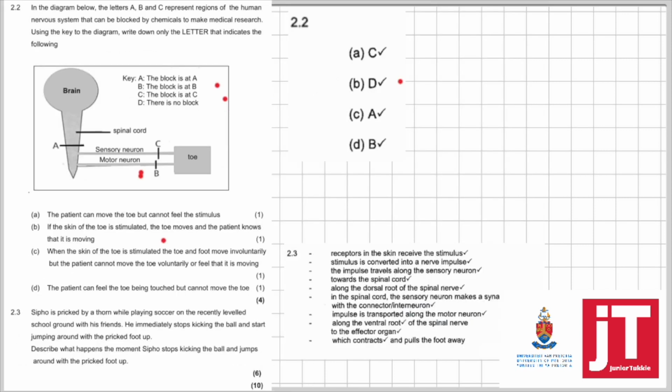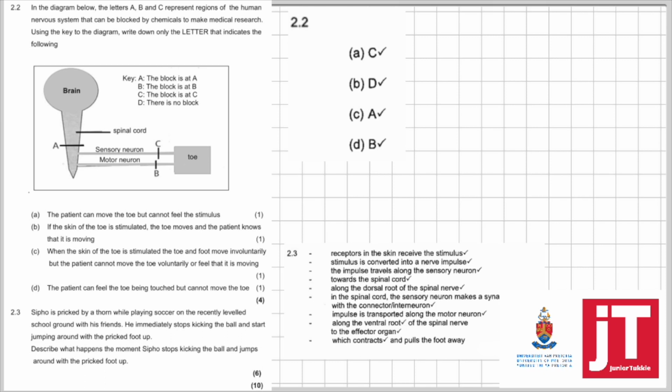Let's move on. 2.2. In the diagram below, the letters A, B, and C represent regions of the human nervous system that can be blocked by chemicals to make medical research. Using the key to the diagram, write only the letter that indicates the following. Right. So we can see in the diagram the brain and the spinal cord and the toe.